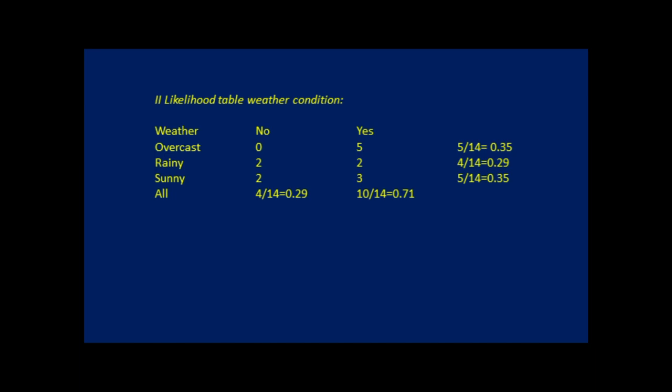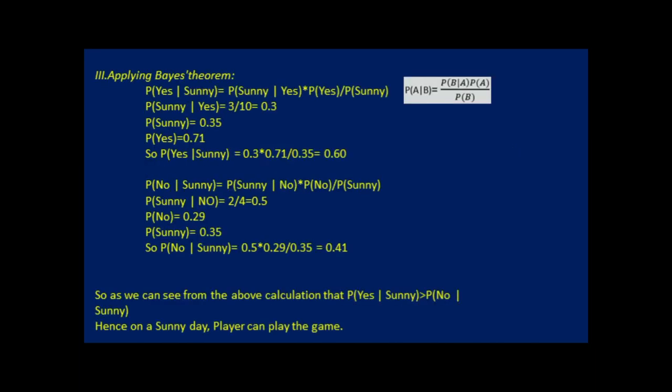Please find it for the yes and for the no. Yes means 5 plus 2 is 7, 7 plus 3 how much? 10. So 10 divided by the total number 14, so probability is equal to 0.71. For no, how many? 2 plus 2 is 4. 4 divided by the total number 14. So how much probability? 0.21. This is the likelihood table for the weather condition.